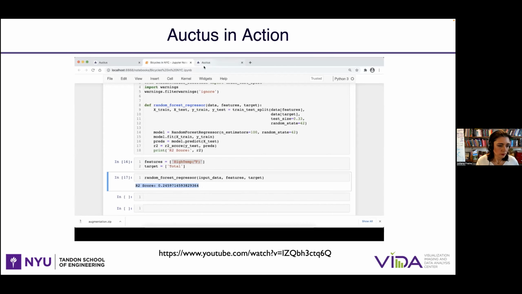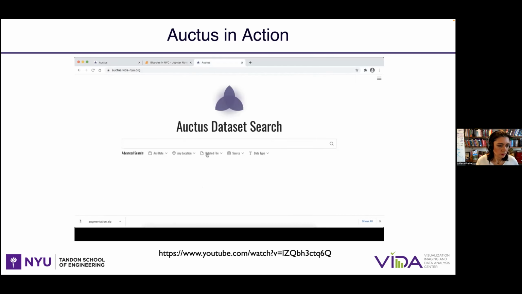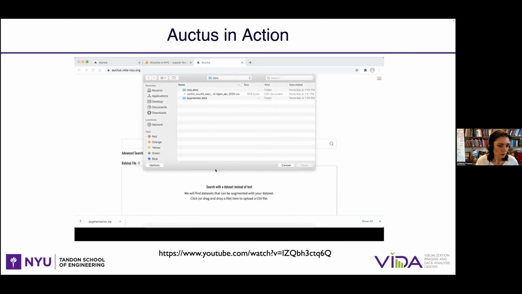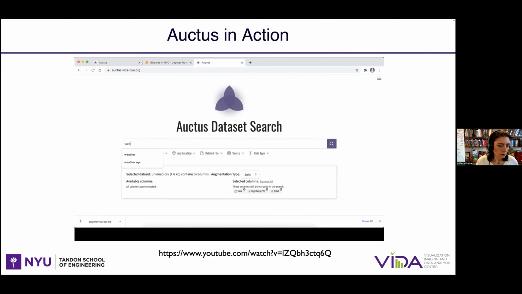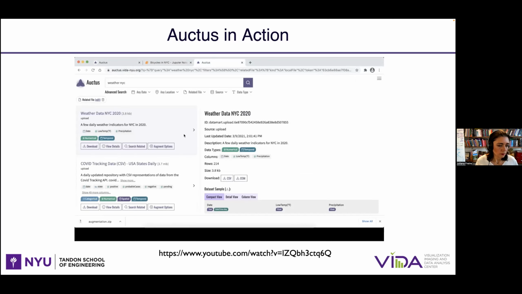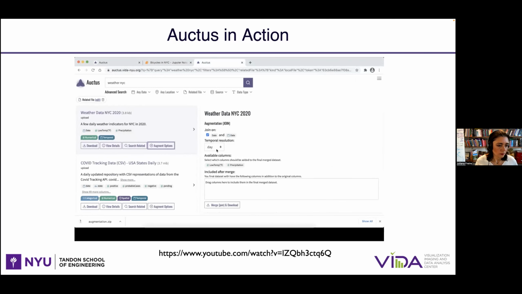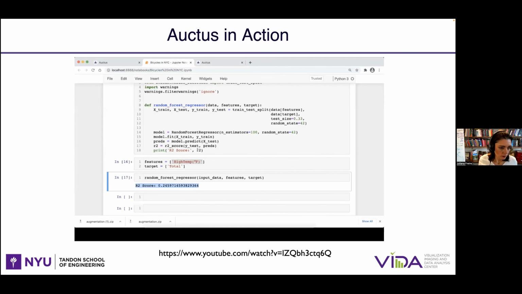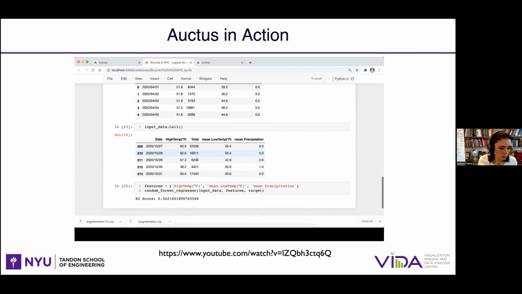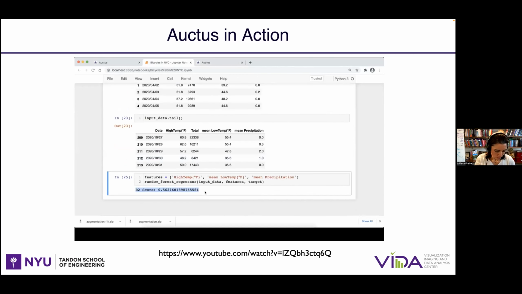Using Auctus, she can search for additional features for her model. By uploading this augmented dataset, she can search, for example, for weather-related datasets that are joinable on datetime to include more features on a daily resolution. After inspecting the results, she selects the augmentation with dataset Weather Data NYC 2020, which includes information about rainfall. She then selects the attributes she wants to keep and downloads an augmented dataset. When rerunning the random regressor over this new dataset, the R-squared score increases to approximately 0.56, a significant improvement.